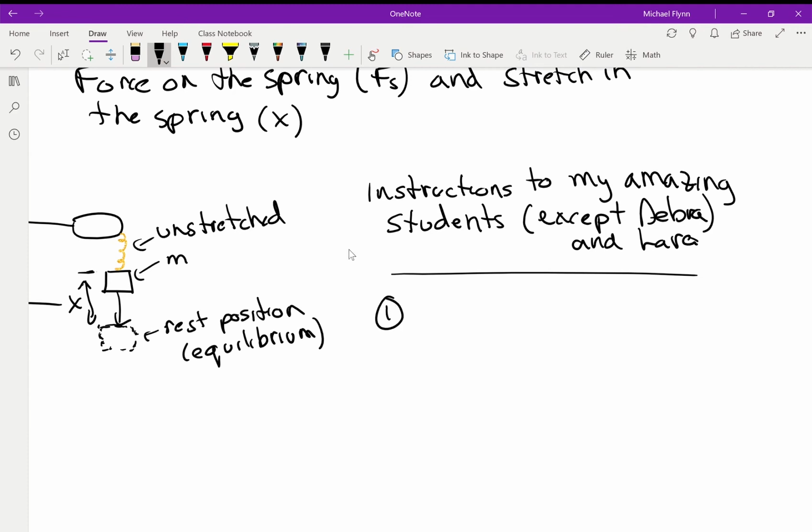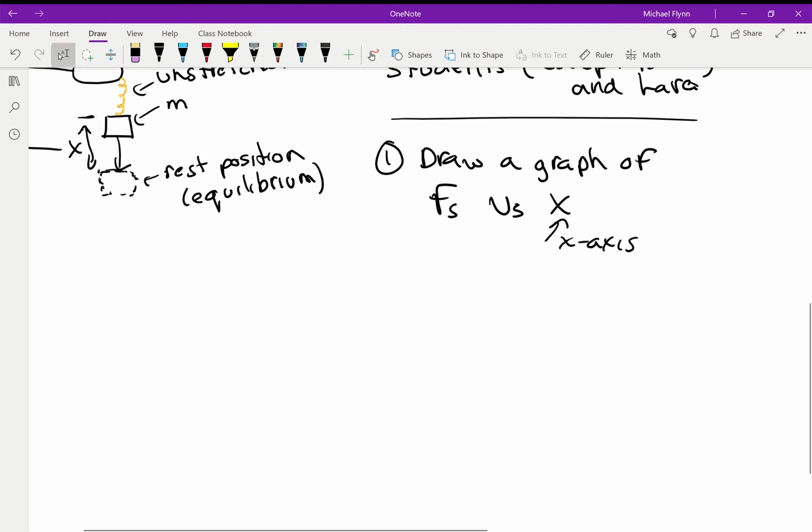1. Draw a graph of the force on the spring versus x, the stretch in the spring. Now, maybe this seems a little strange, but this x goes on the x-axis. You might think that it would be the dependent variable, but we're going to treat it as the independent variable. I'll explain why later. But please put that on the x-axis. Put the force on the y-axis, please.